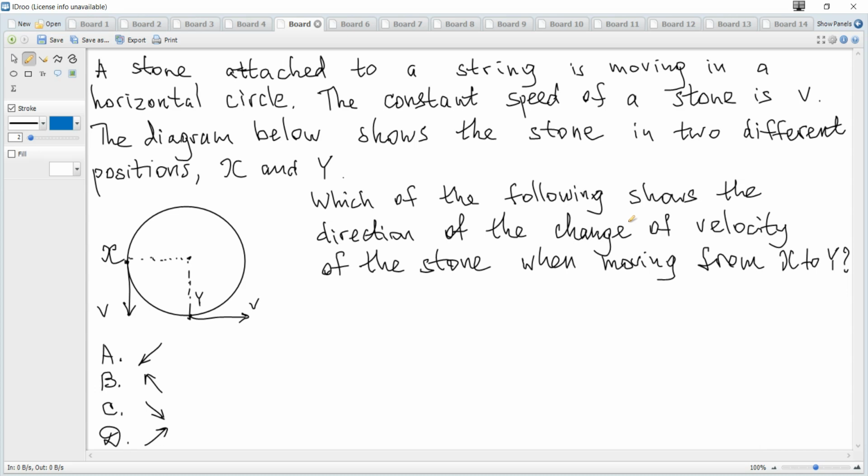Always change in something is the final value minus the initial value. But here we should consider the change of velocity, and velocity is a vector quantity, so we need the difference of two vectors. And let's review how to find the difference of two vectors.